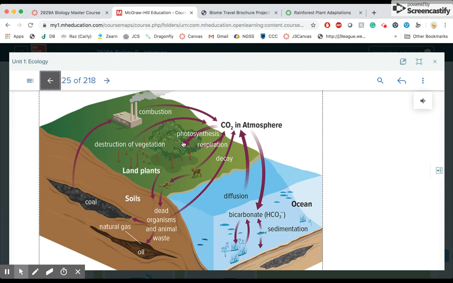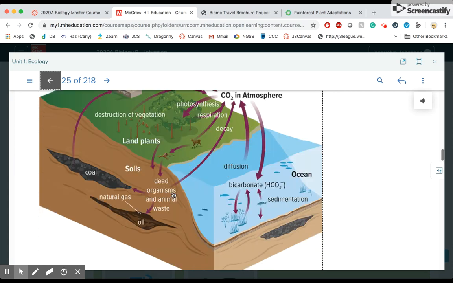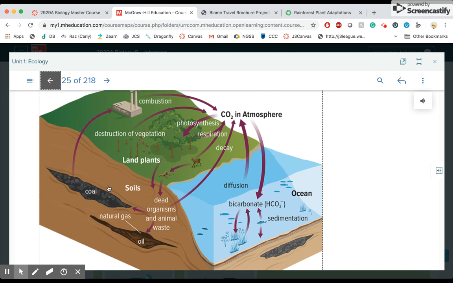But at night, when they're not in the light and not in the sun, they will use some oxygen in respiration and create carbon dioxide. So that's something that a lot of people don't know. Anyways, as they die, this cycle continues. So plants use carbon dioxide, and then animals use oxygen, and we exchange it back and forth.